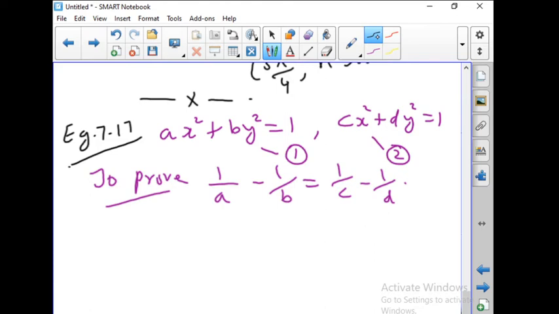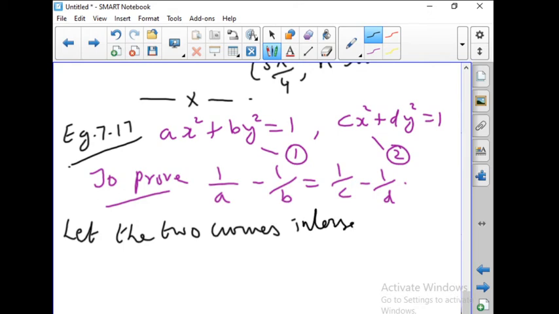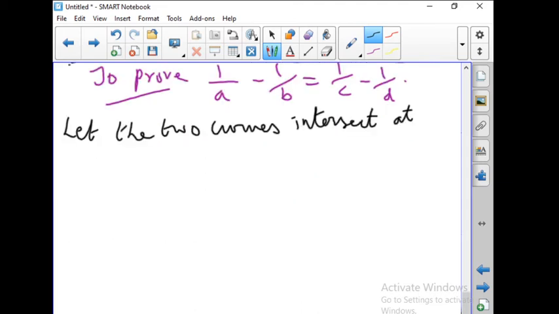So now let the two curves intersect at x naught comma y naught. We have taken the curves as 1 and 2. So take 1 minus 2. So what is 1 minus 2?